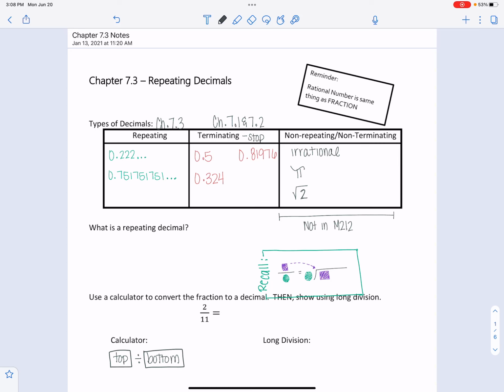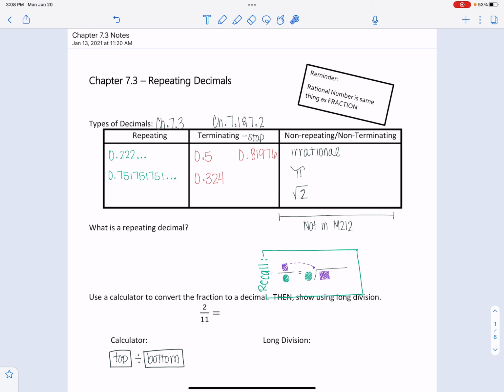Alright guys, so in this video we are going to just introduce repeating decimals and talk about converting them from decimals to fractions and vice versa. So the first thing is just the three types of decimals. We mentioned it in some of the other sections, but the first type is terminating decimals that you see here in the middle. Terminating decimals were what we studied in 7.1 and 7.2. Those are decimals that stop, that end.